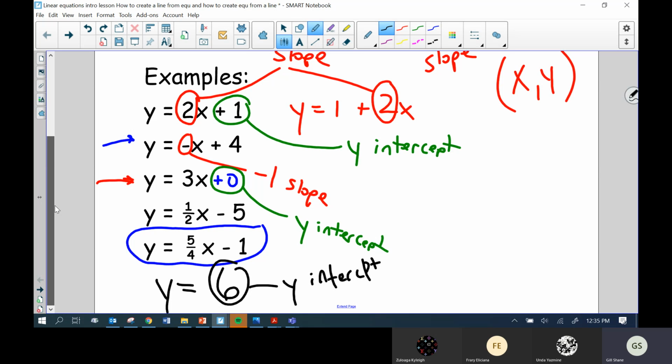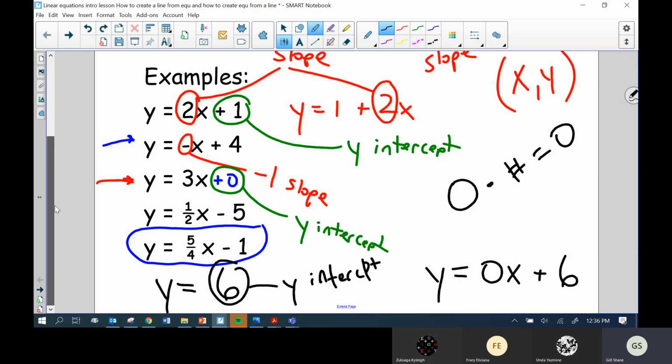Yeah, it's 0. Because remember, 0 times any number, doesn't matter what it is, equals 0. So 0 times any number is going to equal 0, and it's really just going to go away. So technically, this bottom equation, we could say, is 0 times x plus 6. No matter what number x would be, this whole term is just going to go away because 0 times anything is 0. So that's why it's just y equals 6.